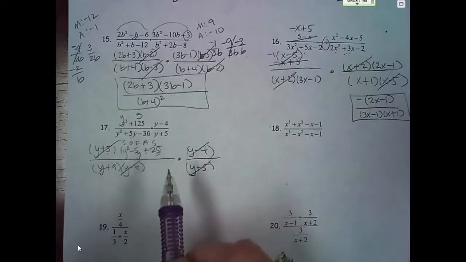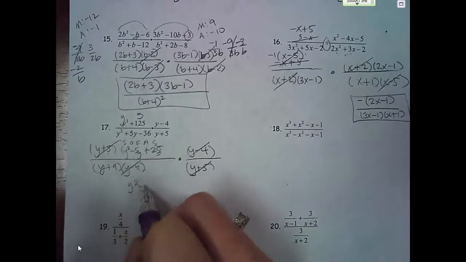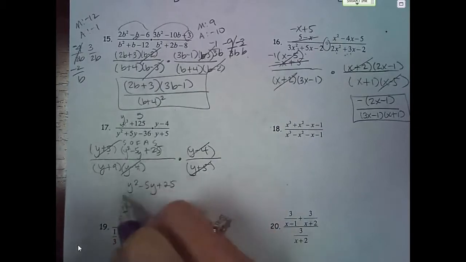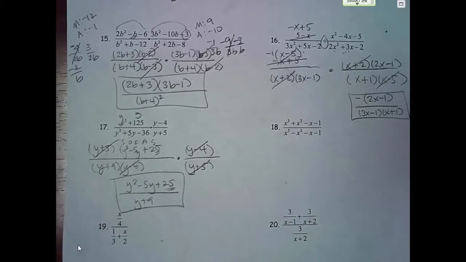Leaving us with y squared minus 5y plus 25 over y plus 9. You can check to see if you can factor this, but to get 25 you would use 5 and 5, and 1 and 25, and nothing will give you that, so you can't. It didn't help you. Alright, 18.